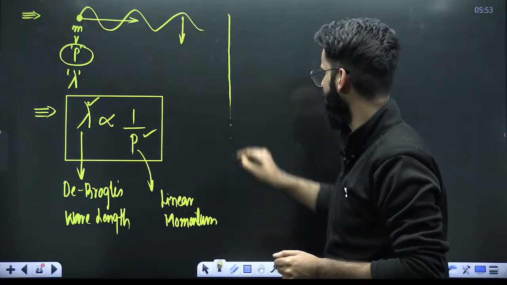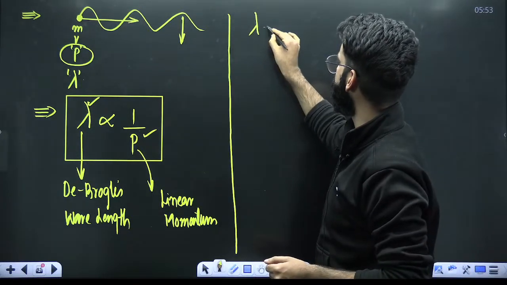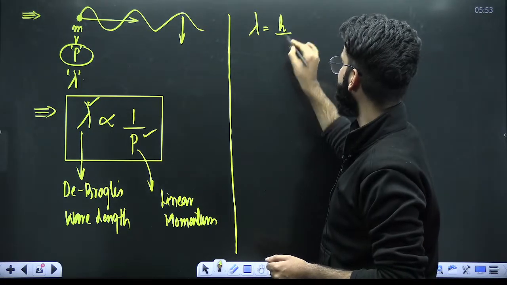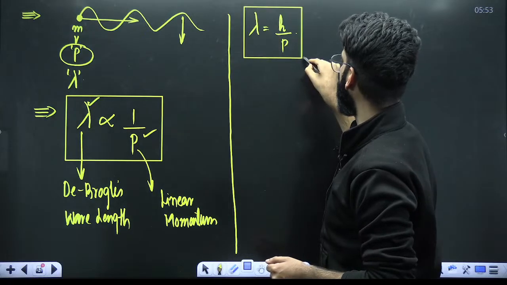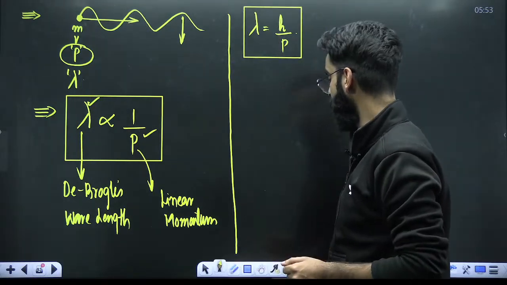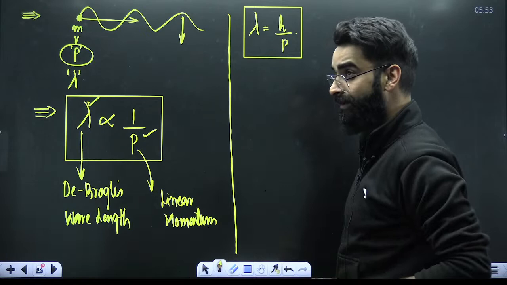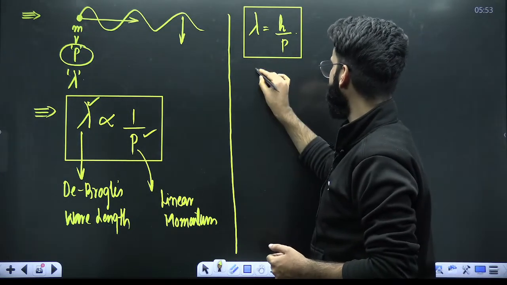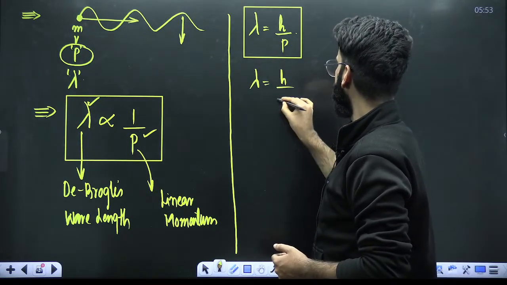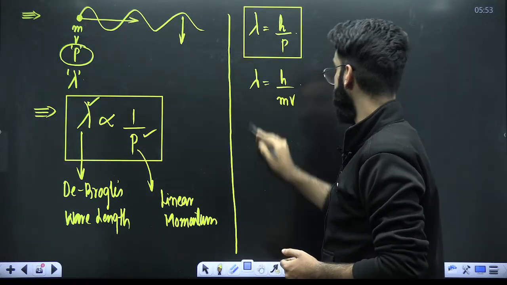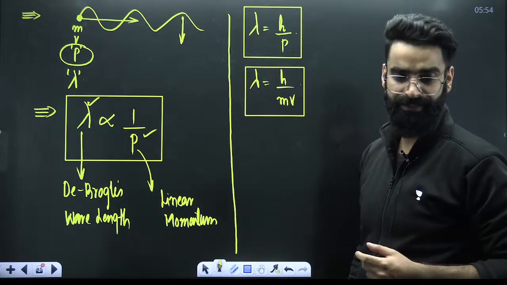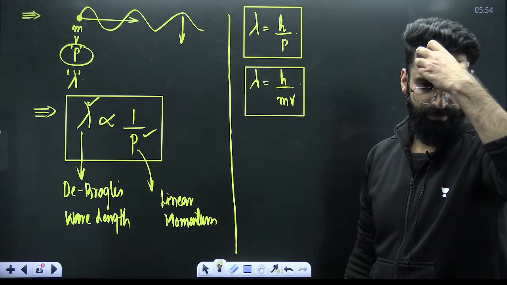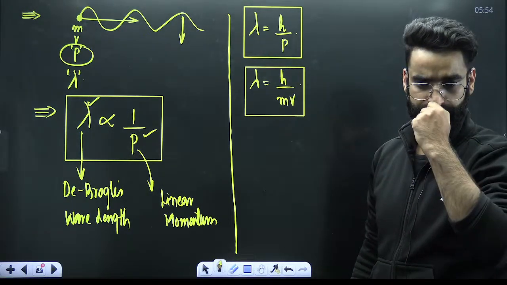Now guys, have a look. If I remove the proportionality sign, you are going to get the constant h divided by p. Lambda equals h divided by p. This is one of the equations which you are going to remember from now onwards. Similarly, what is p basically? P is the product of mass and velocity. So this is one more result to calculate the de Broglie's wavelength of an object. Perfect.